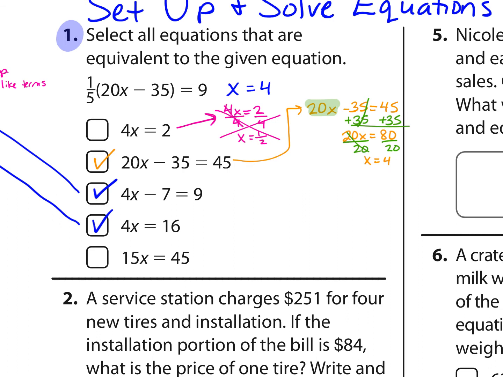And let's look at this last equation. 15x equal 45. Divide both sides by 15 to get x by itself. And 45 divided by 15 is 3, which is not x equal 4. So this one does not work.